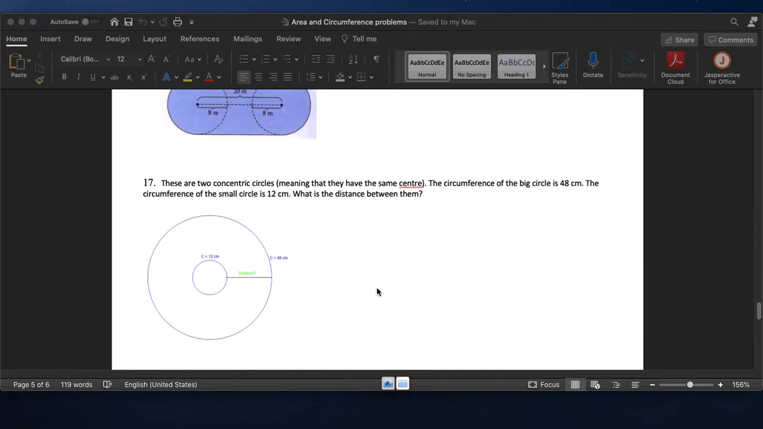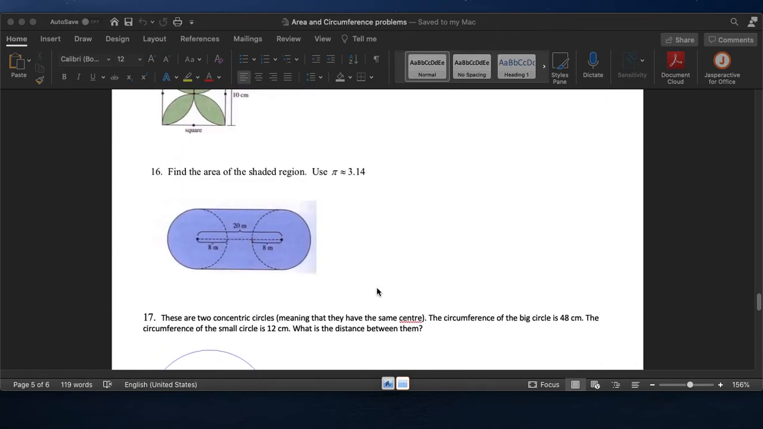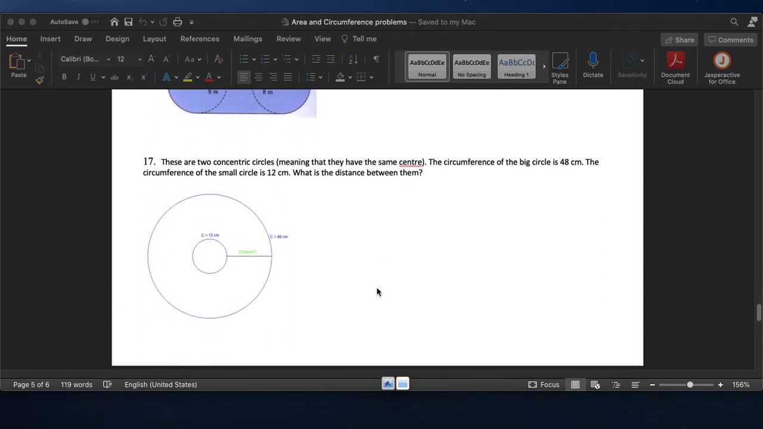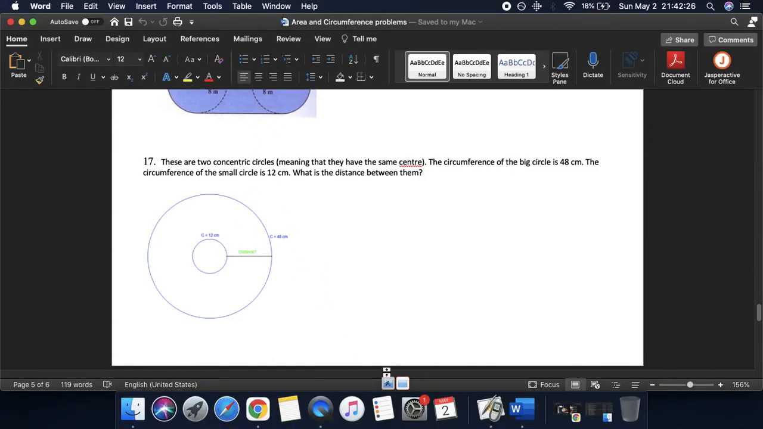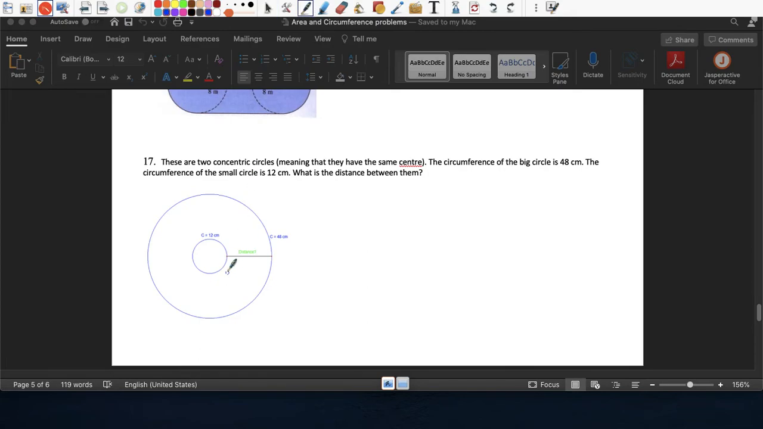Okay, so here we have two circles. Oh, we have 3 more problems. 2 circles. And we want the distance between, all right, let me put a point here, this and this distance, okay? How are we going to do that?